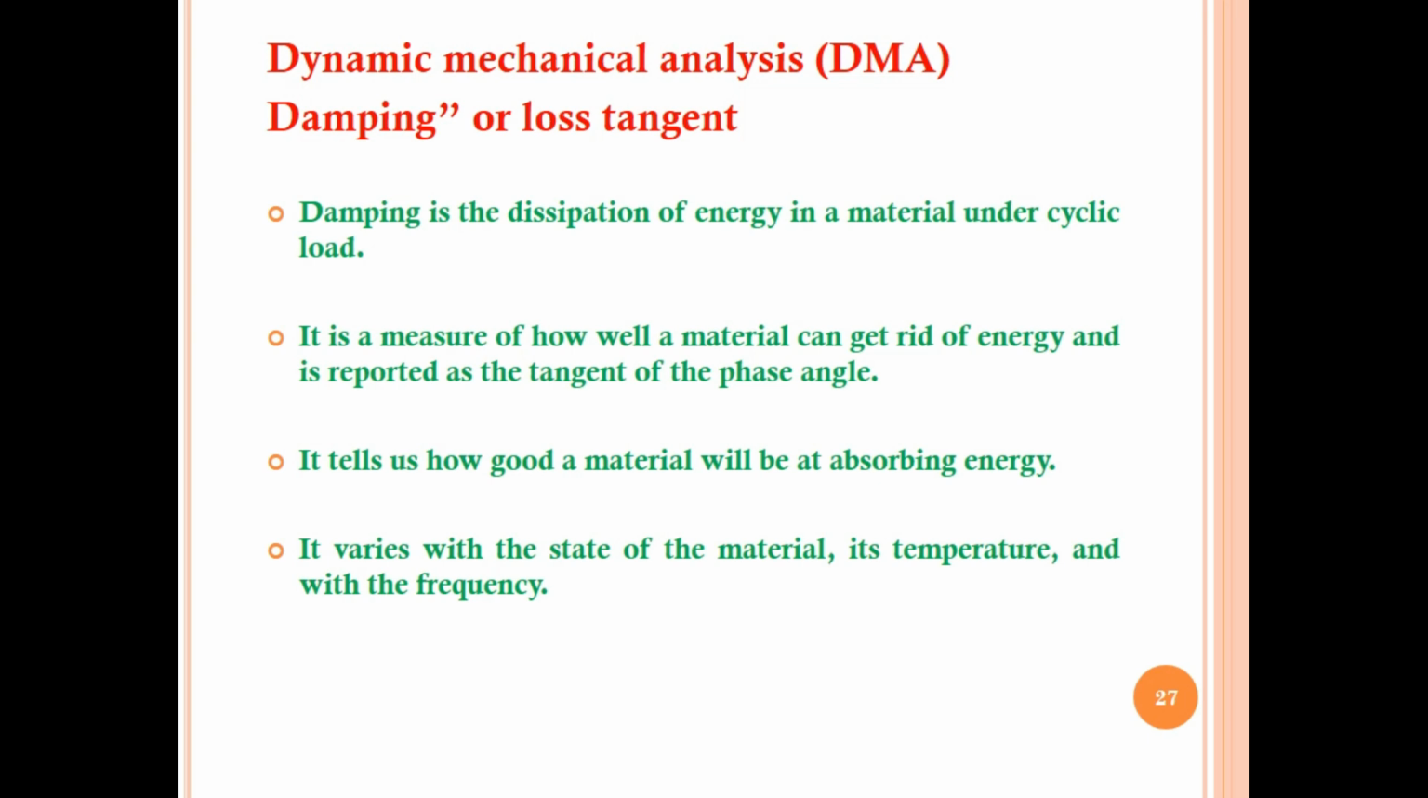Damping or loss tangent. Damping is the dissipation of energy in the material under cyclic load. It is a measure of how well a material can get rid of energy and is reported as the tangent of the phase angle. It tells us how good the material will be at absorbing energy. It varies with the state of the material, its temperature, and the frequency. It depends upon the operating parameters, meaning temperature or the frequency.